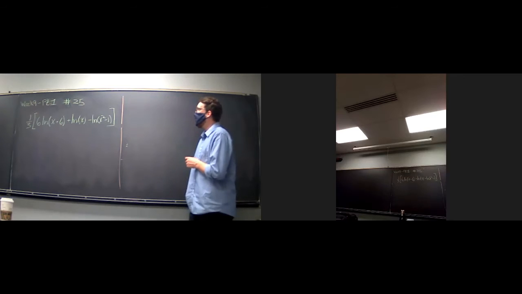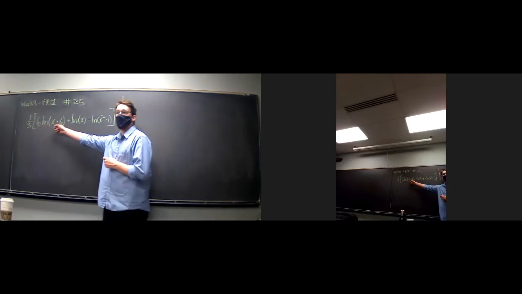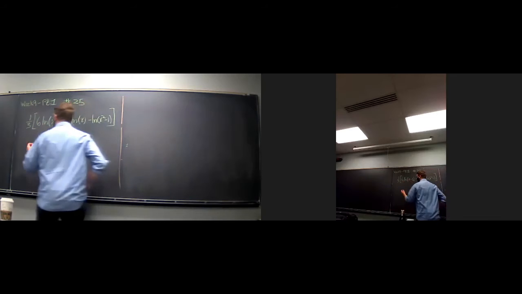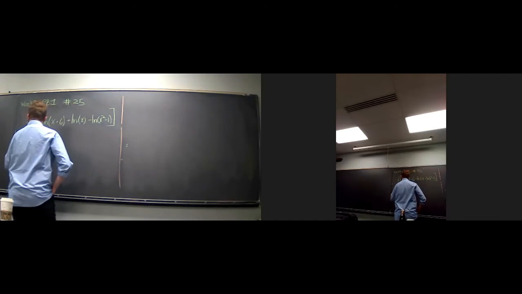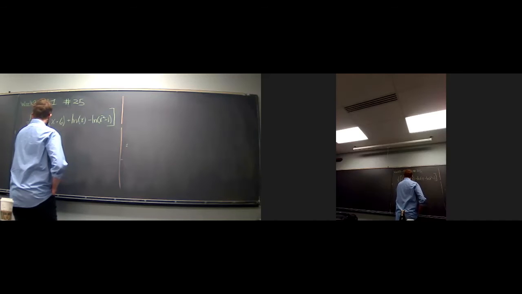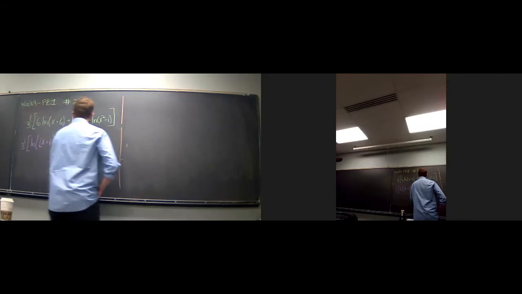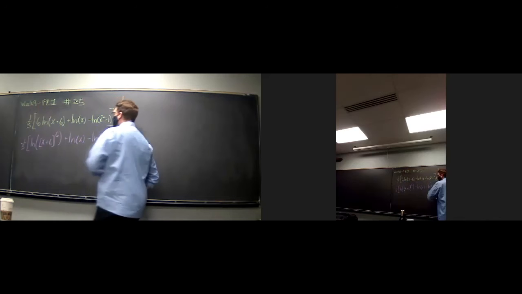The very first thing I would do is pull this 6 inside using that power rule that we have about logarithms. So that would look like this now: 1 over 3, the ln of the quantity x plus 6 raised to the 6th power, plus the ln of x, minus the ln of x squared minus 1.